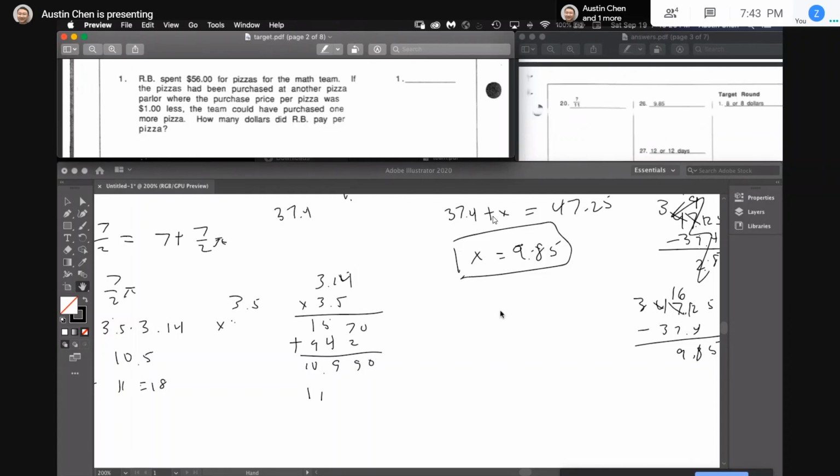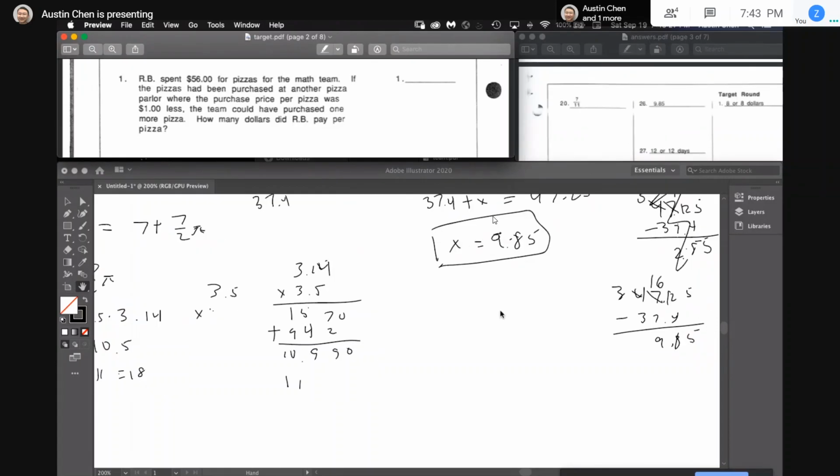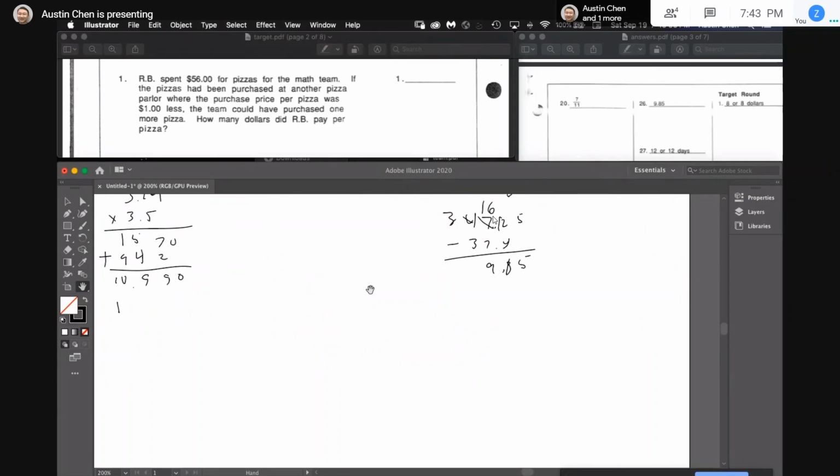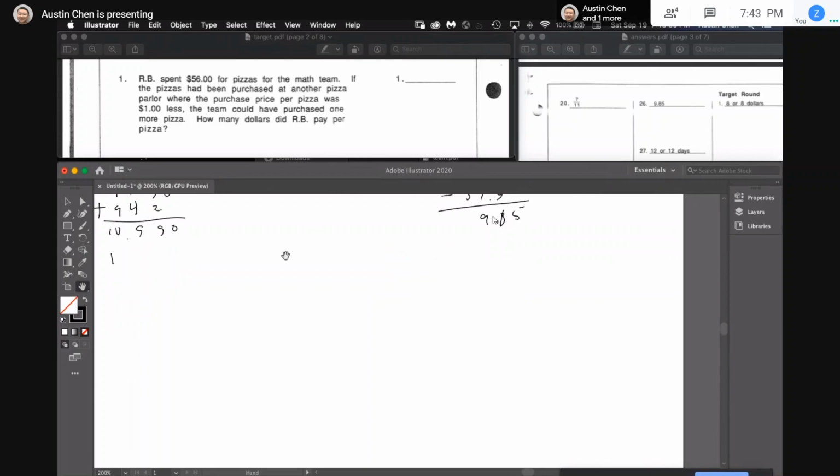So RB spent $56 for pizzas for the math team. If the pizzas had been purchased at another pizza parlor where the purchase price per pizza was $1 less, the team could have purchased one more pizza. How many dollars did RB pay per pizza?